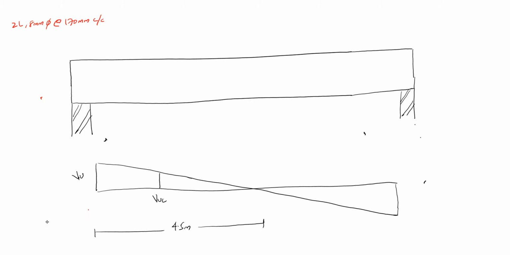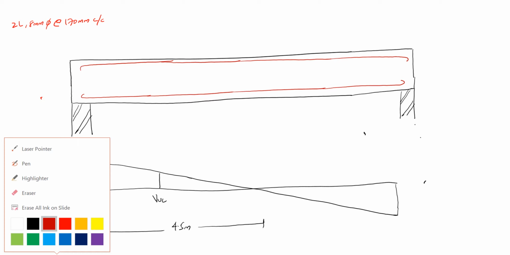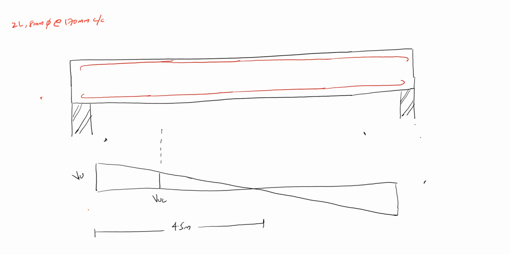So if I am drawing the tension reinforcement, that is at the bottom, and the compression reinforcement at the top, then up to a distance of 2.01 meter, that is your Y, and this is your 2.48 meter, that is your X. This is your X value, and this is your Y value.